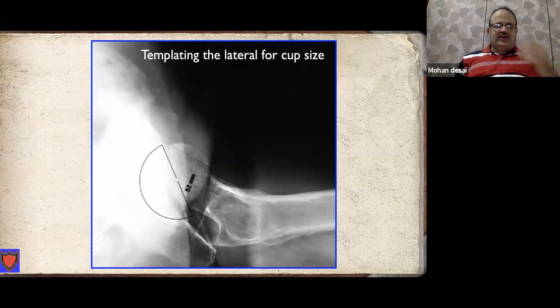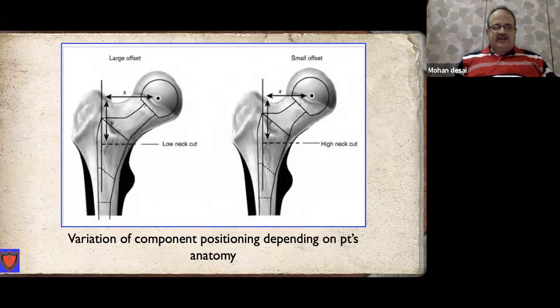Though on the templating you would like to have a shoot-through lateral, and the lateral X-ray will better tell you the size of the cup than the pelvic AP X-ray. Then the site of the resection of the neck can also be calculated, whether it is a large offset or small offset, and this will matter if your prosthesis is a collared prosthesis. So if it's a larger offset, then typically you would take a low cut, sink the prosthesis down, and then put in a larger head so as to match the native anatomy or horizontal offset.